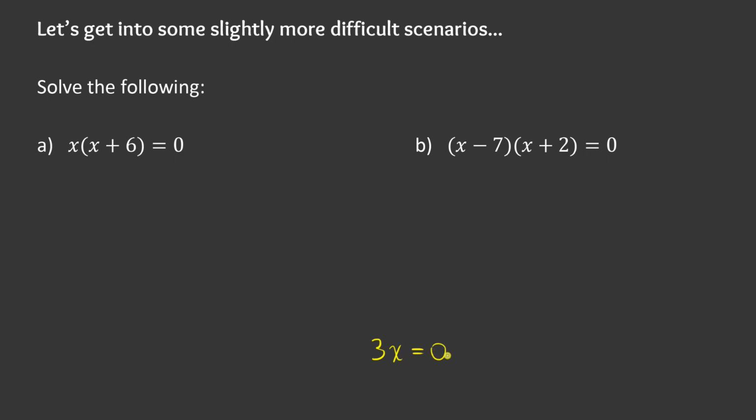Well, you know x is 0. If I had y times 4 and that is equal to 0, what do you know about y? Well, y has to be 0 in order to make this multiplication equal to 0. So I've got two items here.